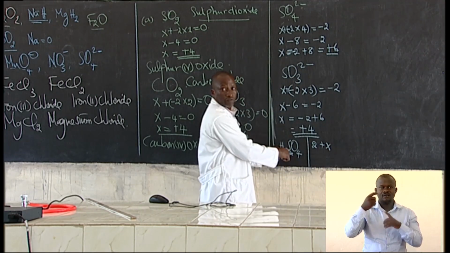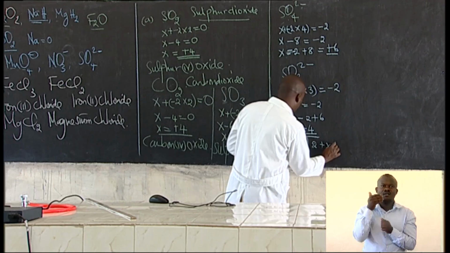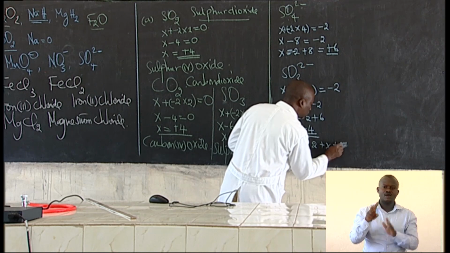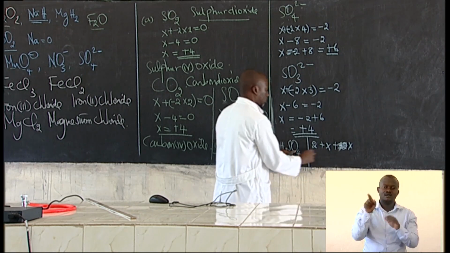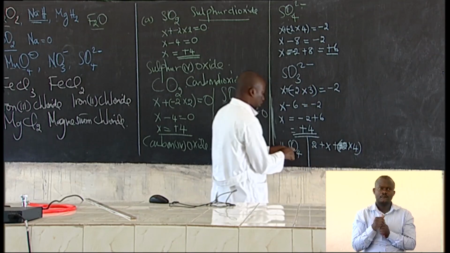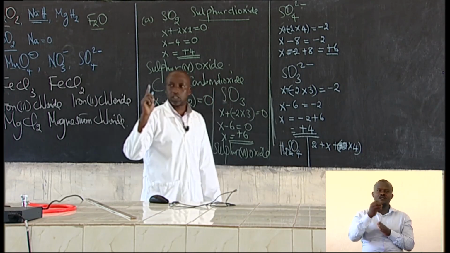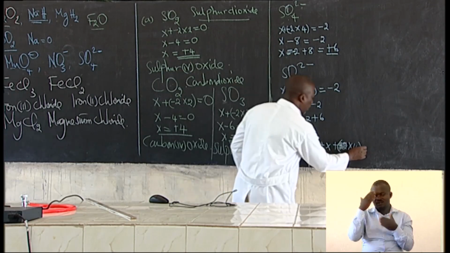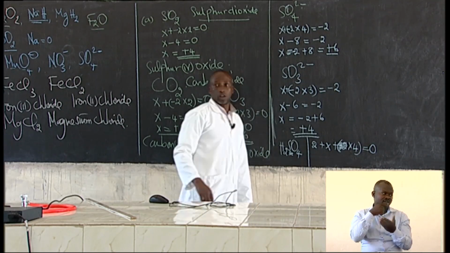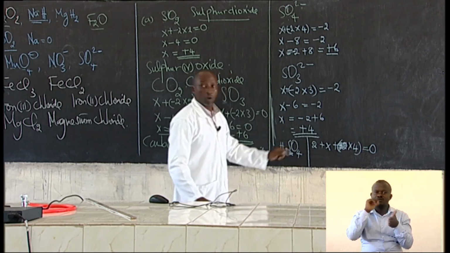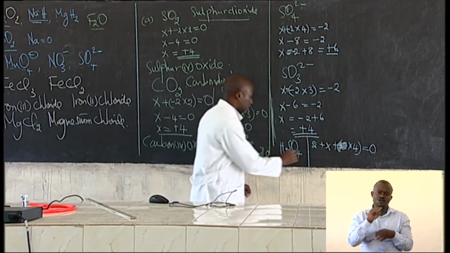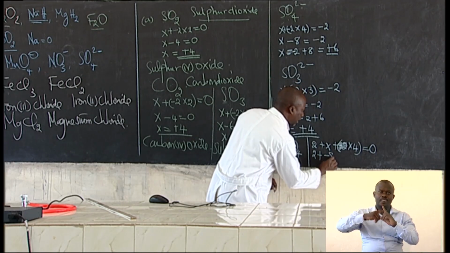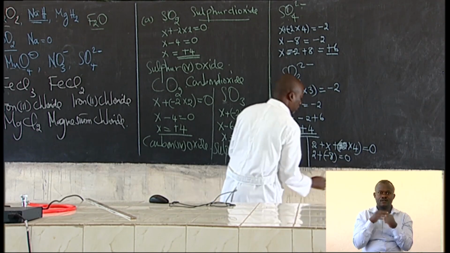This is what we are looking for. Then plus -2 times 4. You see here there are 4 oxygen atoms, and each oxygen atom is carrying a -2. So that is why we are putting that. This is equal to 0 because there is no charge on this compound, on this sulfuric acid. So this is X plus, that is -8, which is equal to 0.